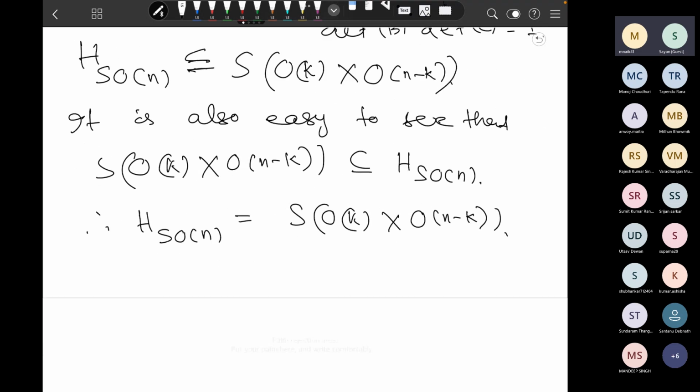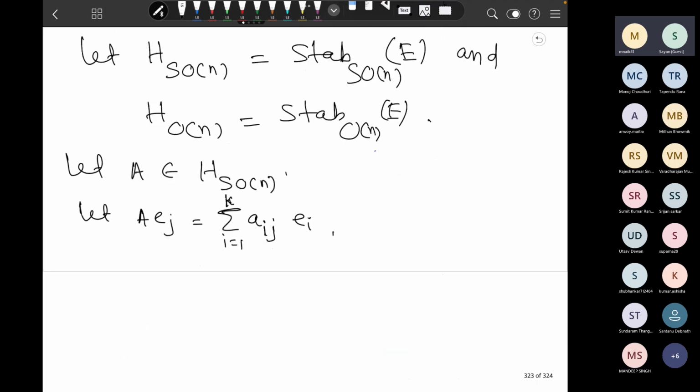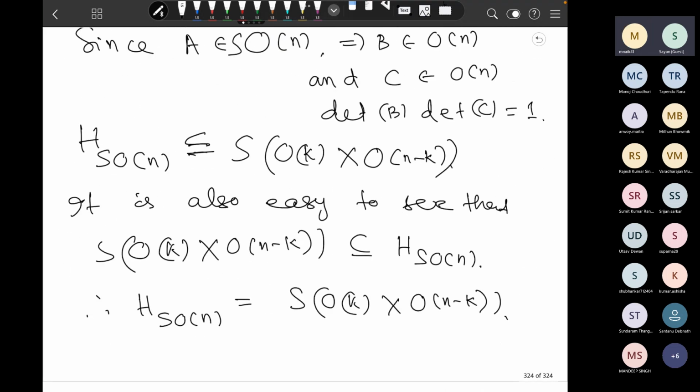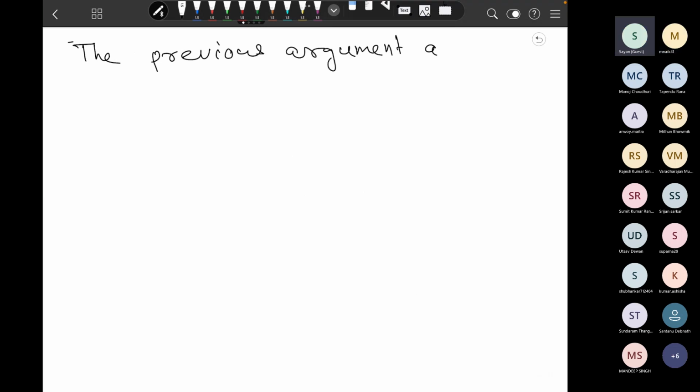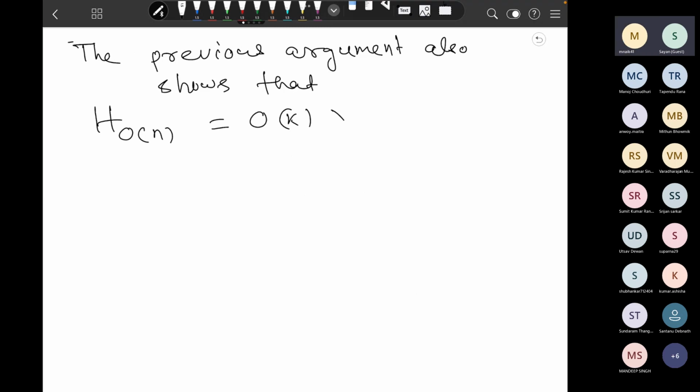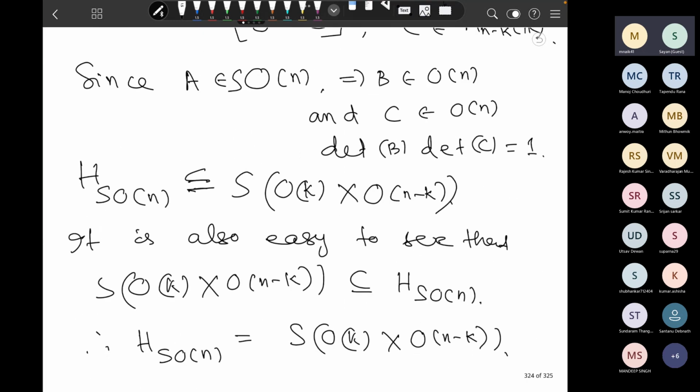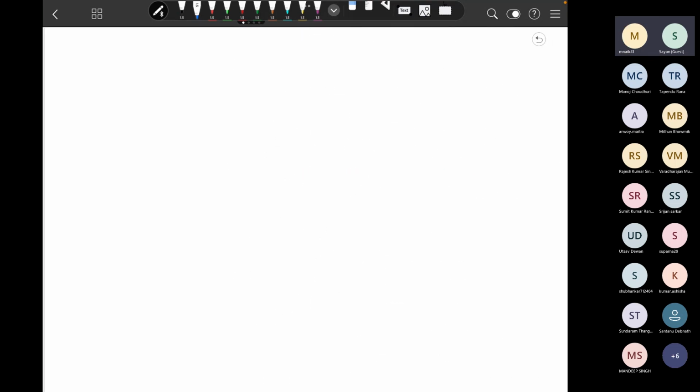Now similarly, the same argument says that H of O(n) will be what? So let me write that. The previous argument also shows that H of O(n) is really O(k) cross O(n-k), because I don't have the condition on the determinant. So this is the thing.